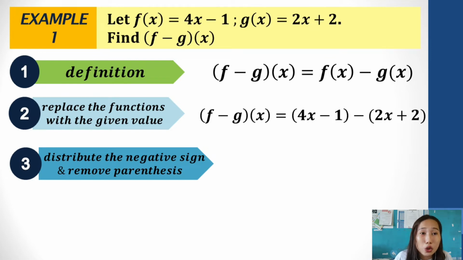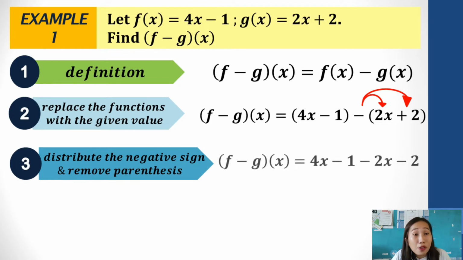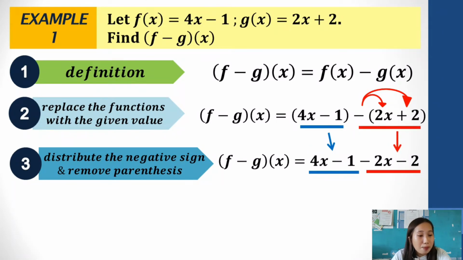So, saan ba dito yung may negative sign or yung may minus? Nakikita natin dito sa red arrow. So, si negative sign, dinistribute siya sa ating pangalawang function, sa ating g of x. Ni-remove na natin yung ating parenthesis, magiging 4x minus 1. Si 2x magiging negative na siya. Si positive 2, naging negative 2 na siya.